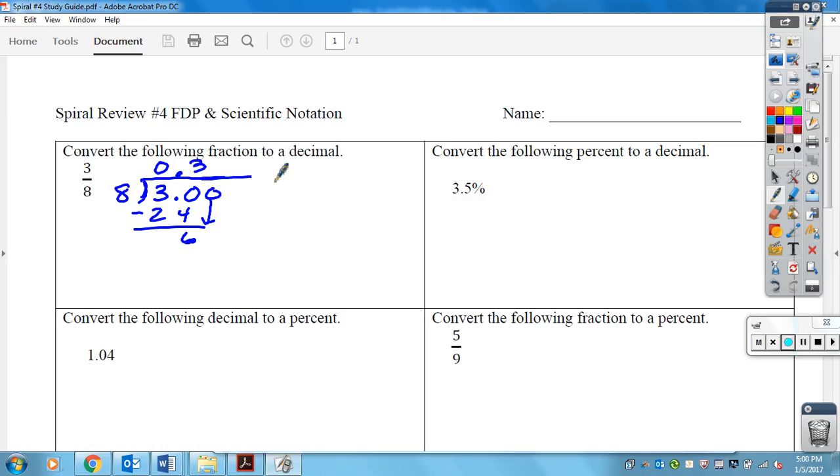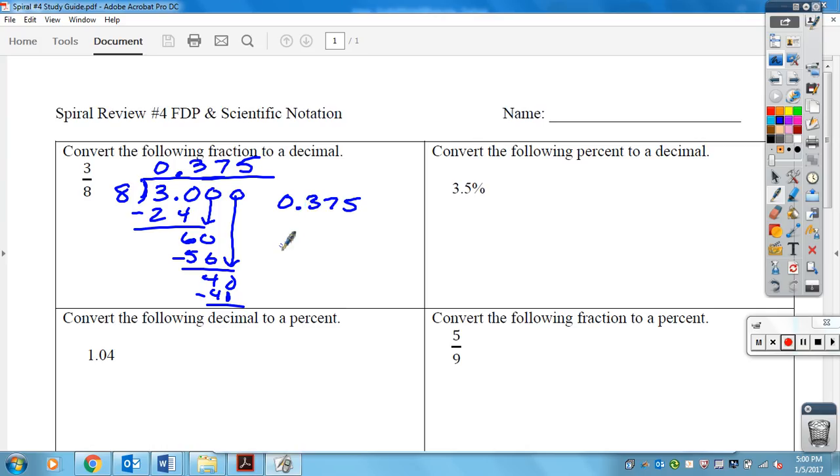Zeros drop from underneath the radical. 8 goes into 60 7 times, it's 56 with 4 left over. Zeros drop from underneath the radical. 8 goes into 40 5 times, it's exactly 40. So the answer is 0.375 or 375 thousandths.